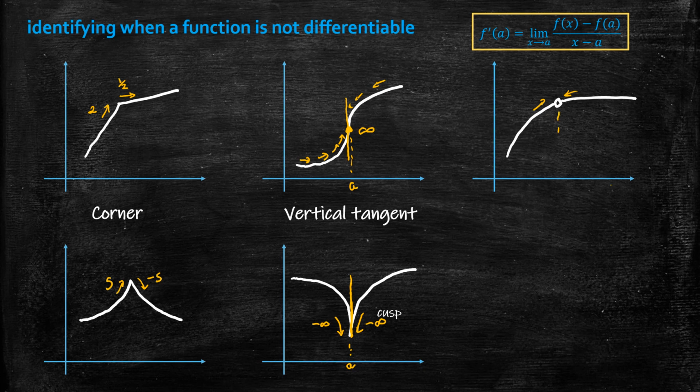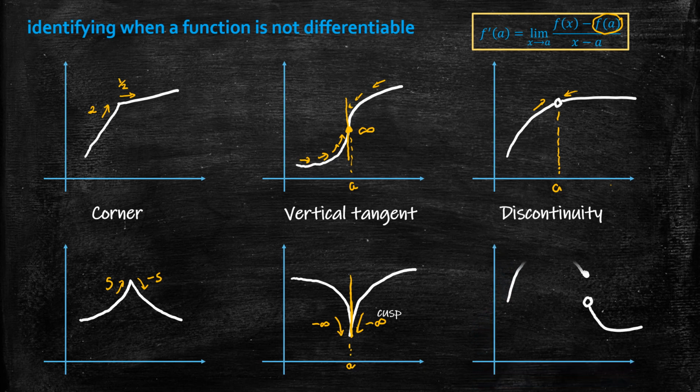The definition of the derivative, you can't calculate it unless f of a exists. And in this case, f of a doesn't exist, so therefore it's not differentiable at x equals a. And that's obviously a discontinuity, and this would be another example of a discontinuity. So where we wouldn't have a tangent line, it's not differentiable.